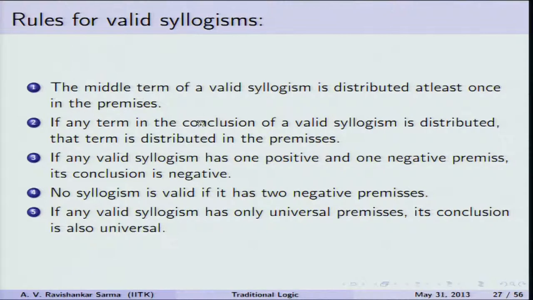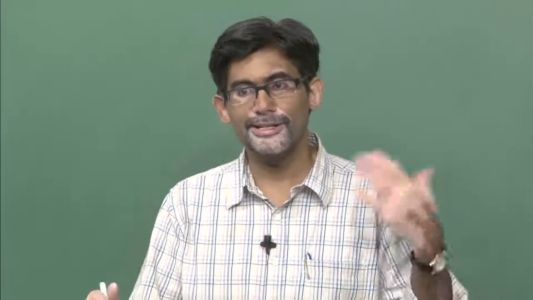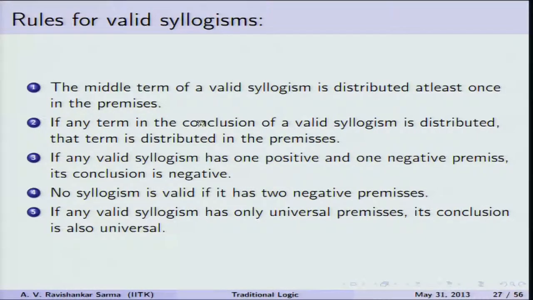The fourth rule states that no syllogism is valid if it has two negative premises. So if a categorical syllogism has two negative premises, E and O being the negative ones, for example E, E, and then you infer A, you cannot infer anything. This is a very important observation: in order for a syllogism to be valid, at least one affirmative proposition should be there in the premises. So that is the fourth rule. If there are two negative premises, no inference is possible.